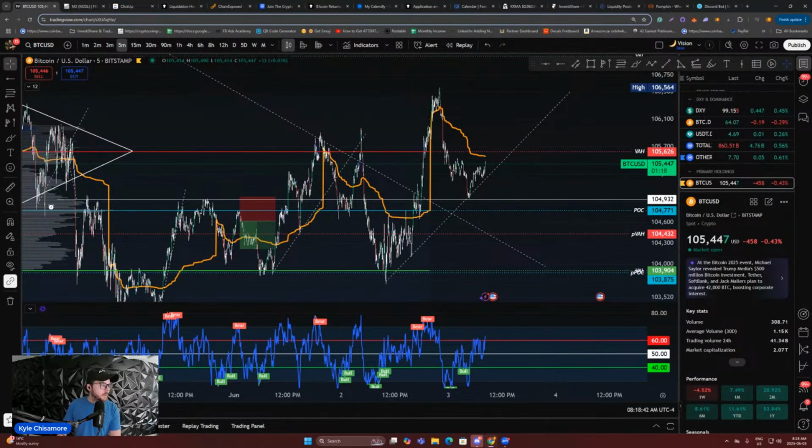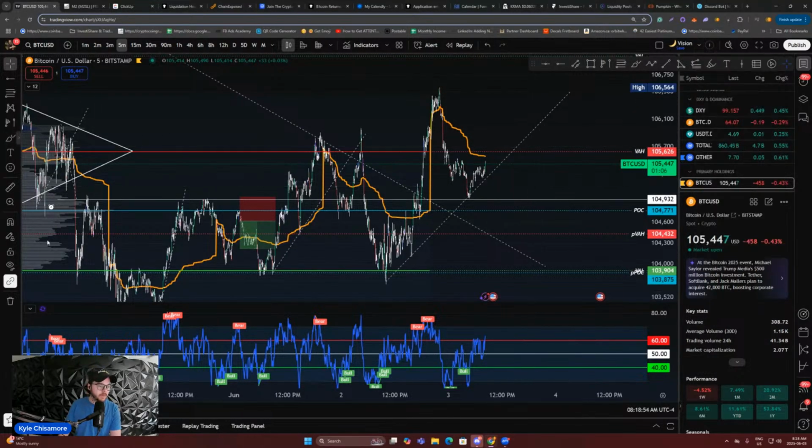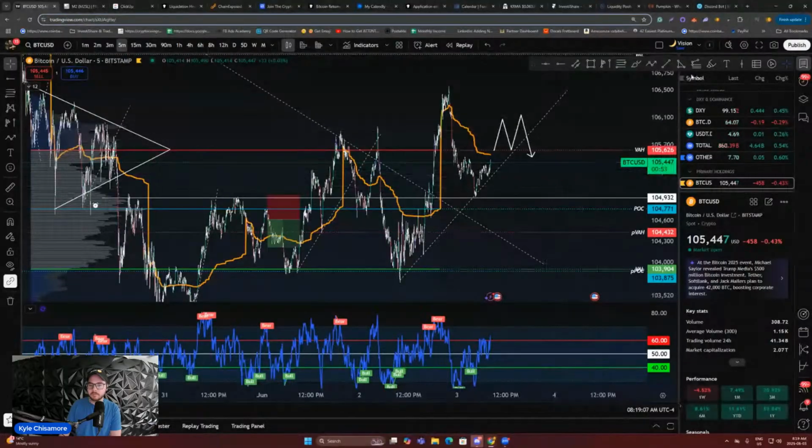Okay, so let's see what we have. First request was XMR, so we can look at that, see if we can find any setups. I will draw on this chart here what I'm going to be preparing for, and that's what I'll be jumping in on my short here.